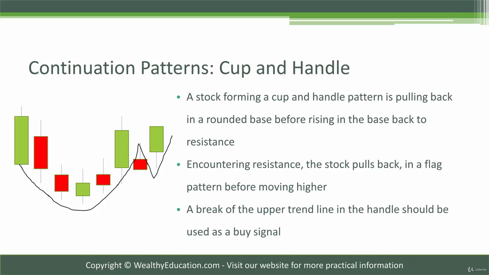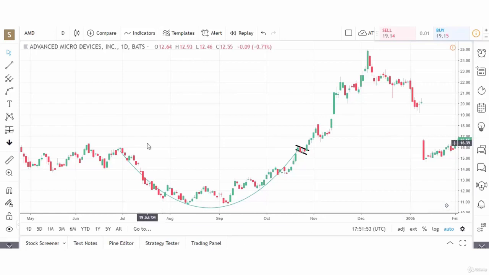So let's take a look at the cup and handle pattern on a chart. We're going to use the chart of AMD Advanced Micro Devices to look at a cup and handle pattern. The beginning of our cup is here. We have a pullback, and I've drawn a curve so we can see what the cup pattern looks like. The second lip of our cup is here. And then we have a slight pullback in a flag pattern.